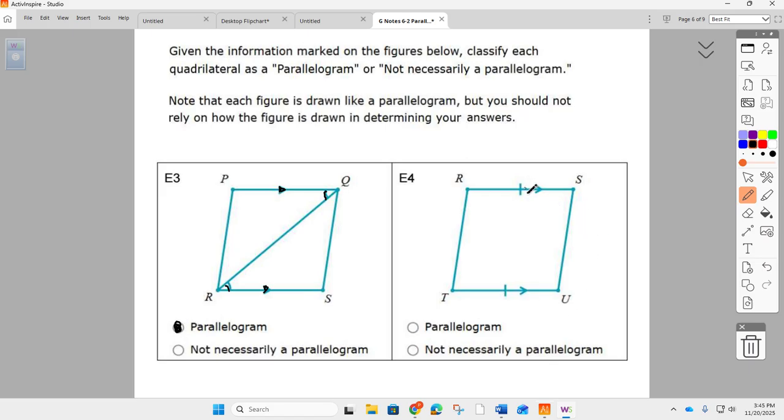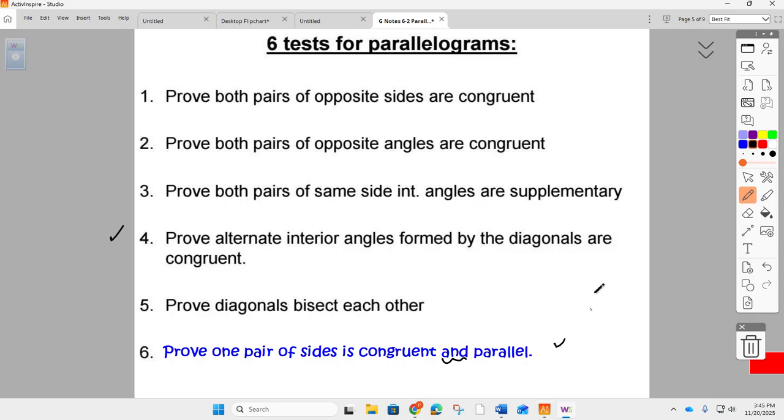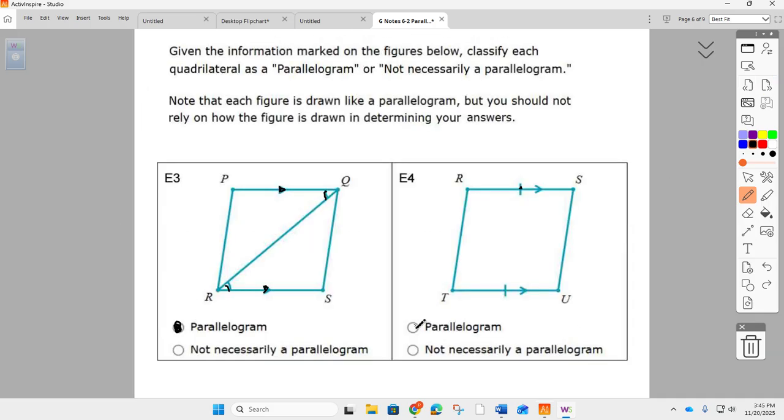This one, they're telling us that one pair of sides is congruent and parallel. So that was our one we added on. So now we can say yes, this quadrilateral is a parallelogram.